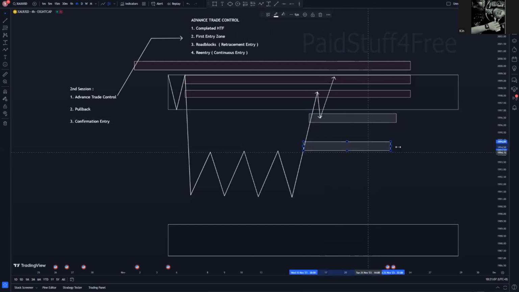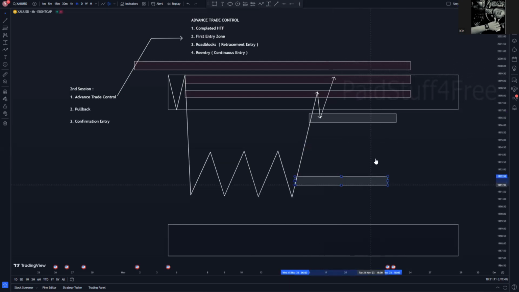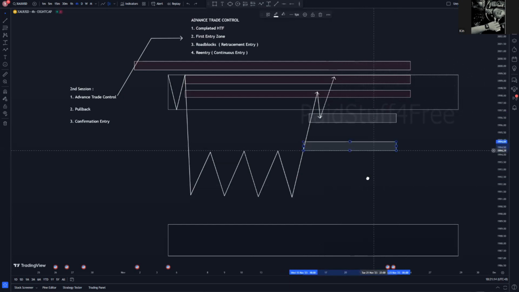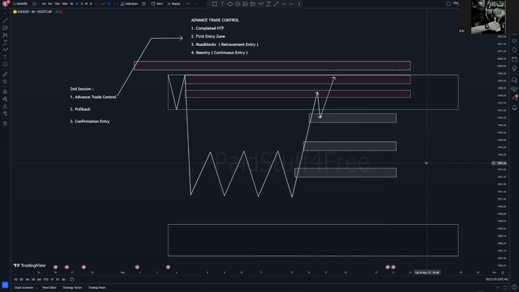And we're going to have a second roadblock, and a third roadblock somewhere around here. Those entry zones are M30 zones. Will we wait for the CE on M30 or lower? Yeah, we are going to wait for the confirmation entry inside of the M30.